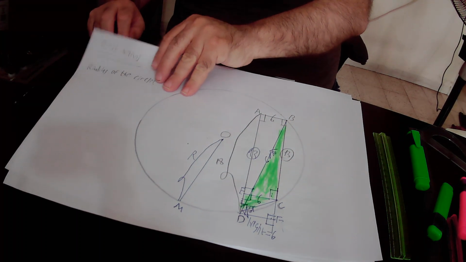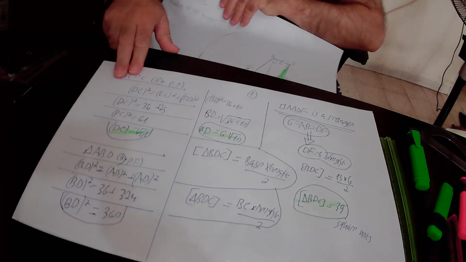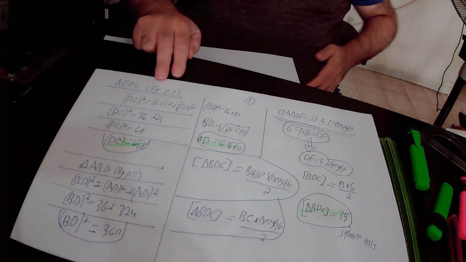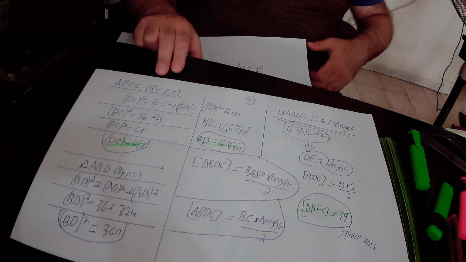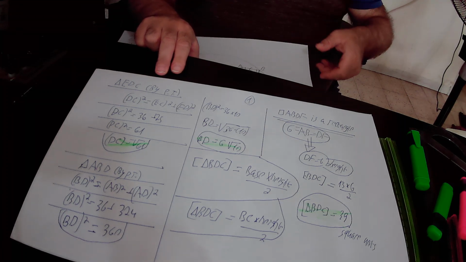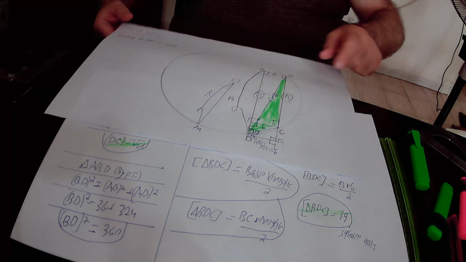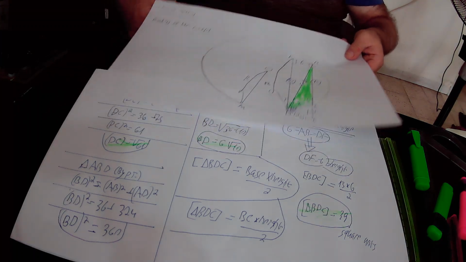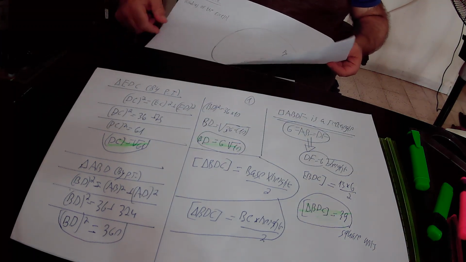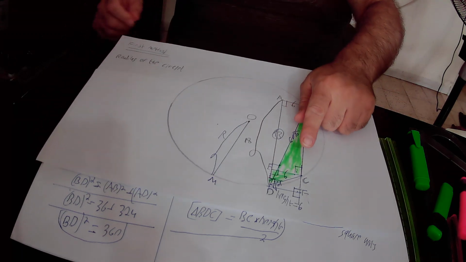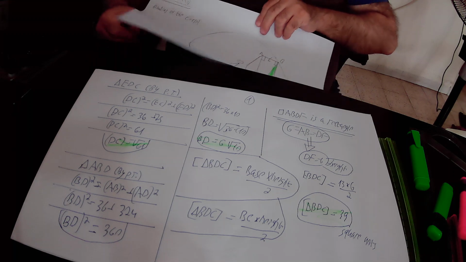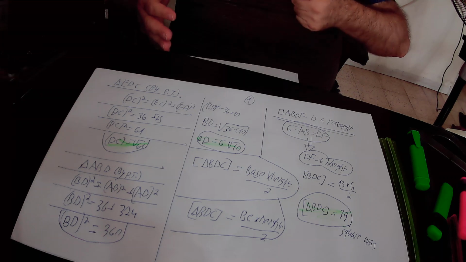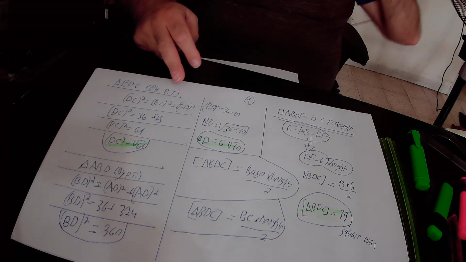Then we implemented the Pythagoras theorem on the green triangle EDC. According to the Pythagoras theorem, here PT is the abbreviation for Pythagoras theorem, the square of the hypotenuse equals the sum of the squares of the perpendiculars. The hypotenuse in the small right triangle is DC, therefore the square of the hypotenuse is DC square, and it must be equal to EC square plus ED square. In conclusion, in the small right triangle EDC, DC square equals EC square plus ED square.